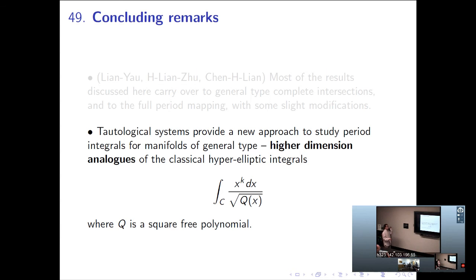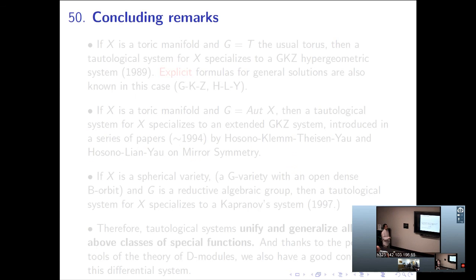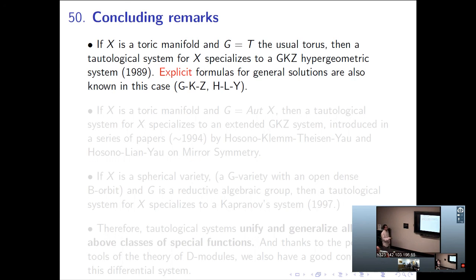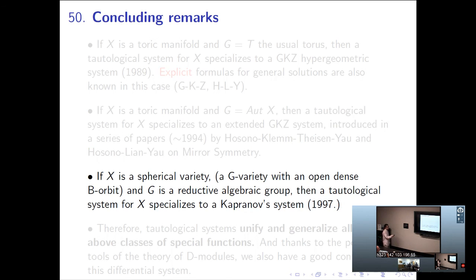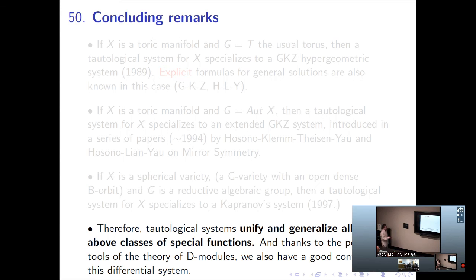So it provides a new approach to study a generalization of hypergeometric integrals. Tautological system reduces to GKZ, and if X is toric, instead we take the full torus group. That's the so-called extended GKZ system. And in this case, tau reduces to that extended GKZ system. And if X is a spherical variety, it reduces to a Horn system. So it unifies and generalizes all these above classes of special functions, and because of geometric representation theory, we have good control of it.